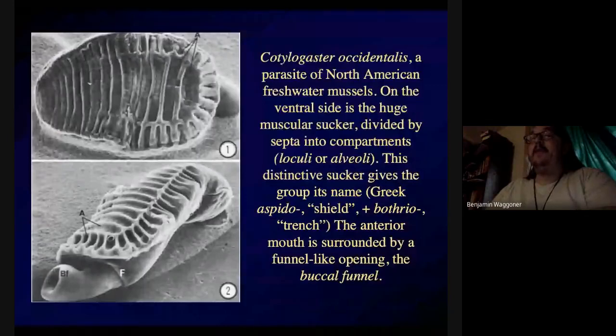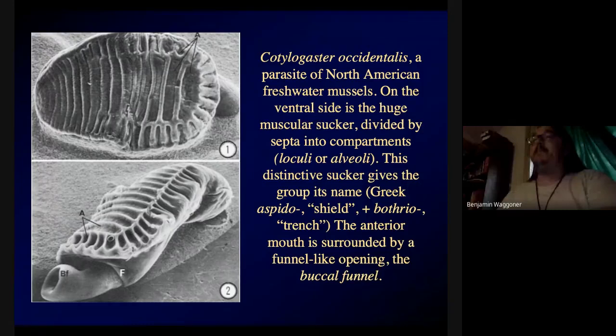And on the one below, picture 2, the lower picture, the mouth is at the lower left, and it's surrounded by a funnel-like opening called the buccal funnel. Buccal has to do with your mouth or your cheeks. Buccal funnel is the funnel of the cheeks, I guess. That sounds kind of funny, but there you go. So you can see that funnel-like tube surrounding the mouth to the lower left.